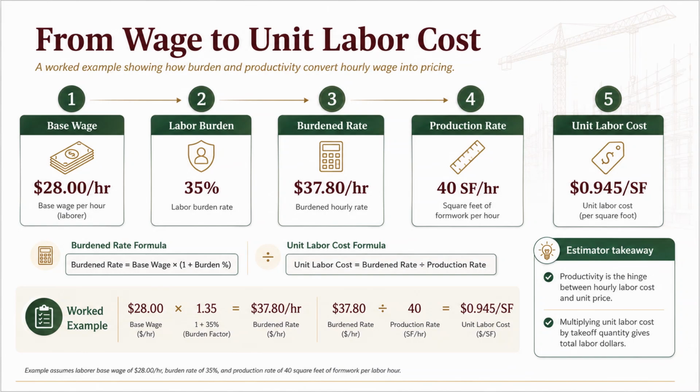Notice two things about that composite. First, it's below the journeyman rate. The apprentice pulls the average down. That's not an accounting trick. That's the actual economics of crew design. Crew mix is a cost lever. A foreman-heavy crew is expensive per hour. An apprentice-rich crew is cheap per hour but, foreshadowing slide 10, may produce fewer units per hour. Cost per hour means nothing until it meets productivity.